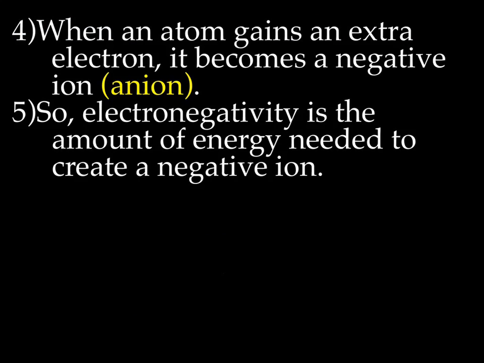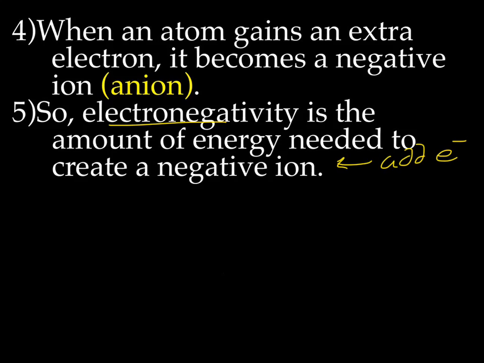Okay. So when an atom gains an extra electron, it's now got more electrons than protons, so it becomes a negative ion known as an anion. So you can think of electronegativity as the amount of energy needed to create a negative ion. And remember, that means it's going to be adding electrons.